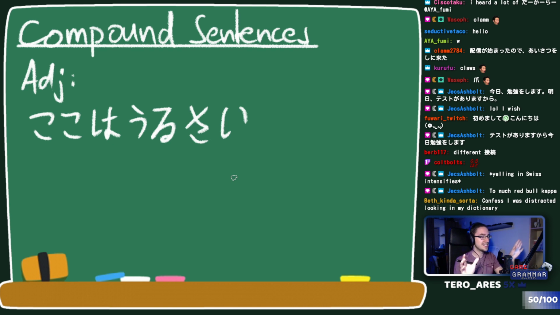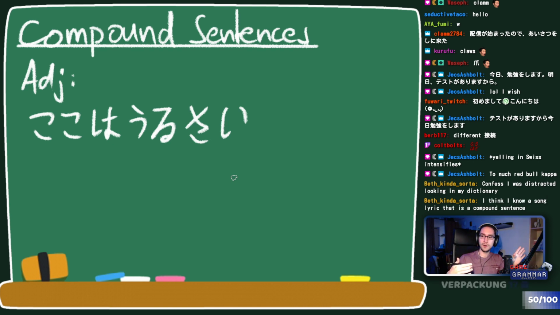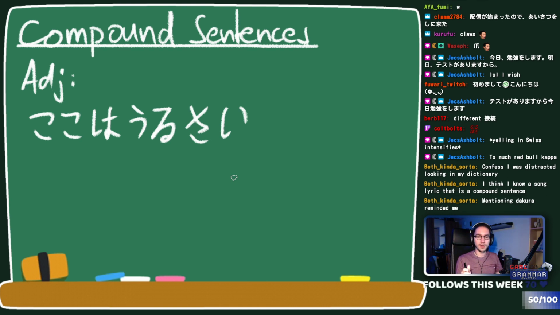One of them here is it's loud. And then you can think about what it being loud or just general noise could cause to happen. For example, it's loud, I don't like it. So in English, very simply, we can say, because it's loud, I don't like it, for example, right? That would be one example of how we can connect these two clauses into one sentence. Very simple. I think the song lyrics is compound sentence. Mentioning dakara reminded me. Yeah, so these are very common structures.